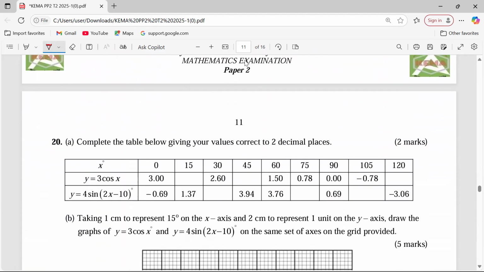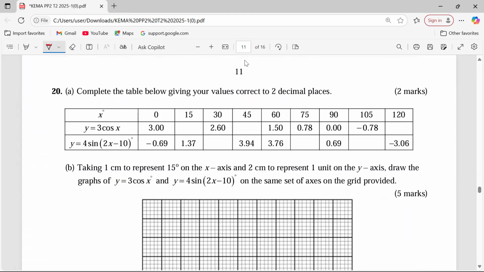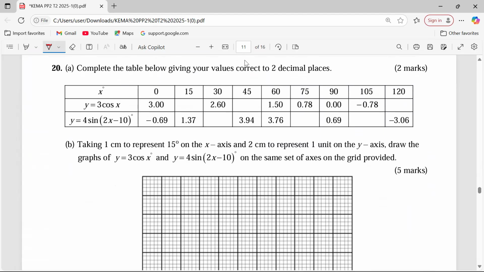So that's how we work out the question on longitudes and latitudes. Together, we move to number 20. Complete the table below, giving your values correct to 2 decimal places. All right. We can see already the provided values are in 2 decimal places. Therefore, we are supposed to keep the same by providing our values also in 2 decimal places. The first function is giving us the value of y as 3 cosine of x. So 3 cosine of 15 will give us 2.90.